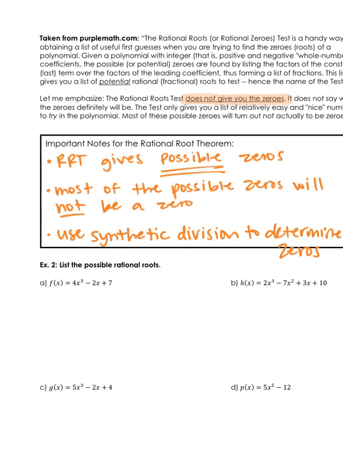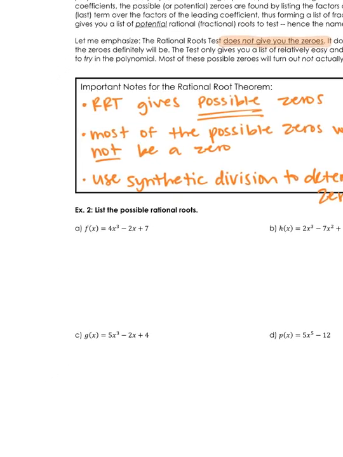So when we're writing out the possibles, you can use P and Q. You can use C and LC. I'm going to use C and LC because, again, it helps me remember my constant over my leading coefficient. That way I'm not trying to remember which one's P and which one's Q. So that's just the way that I do it.